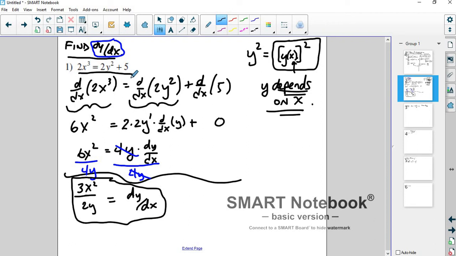If your original expression was not solvable for y, then I wouldn't expect my dy dx to not have a y in it also. All right, and so it does. It has x's and y's in it, and that's fine. And this is the final answer. Can't leave it up here. Can't leave it like this because that's not solved for dy dx.